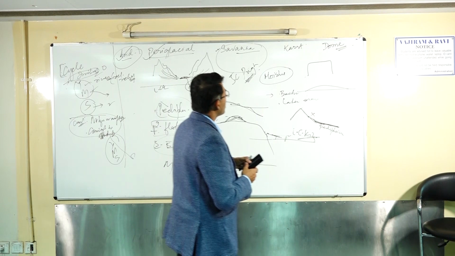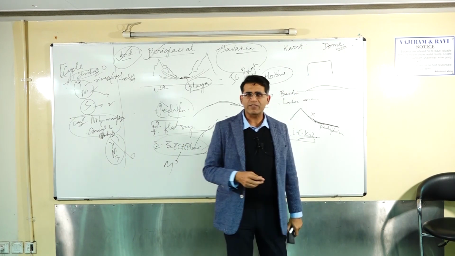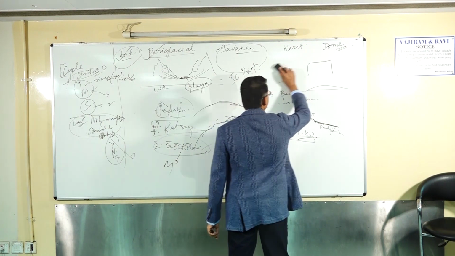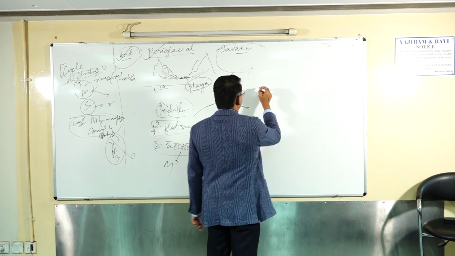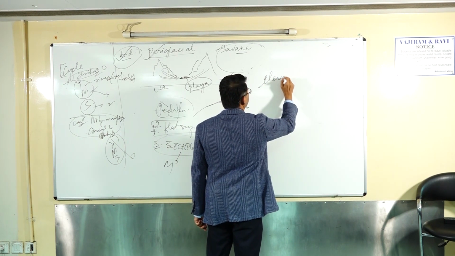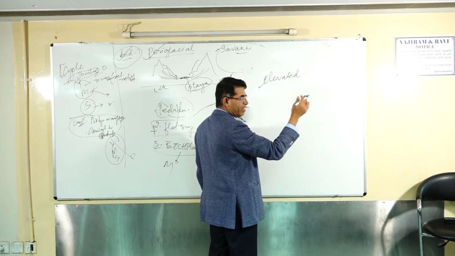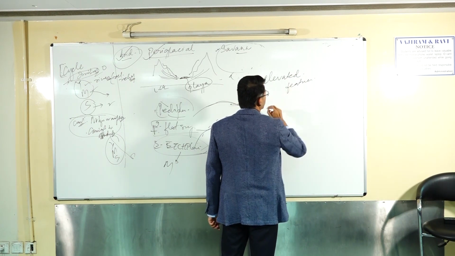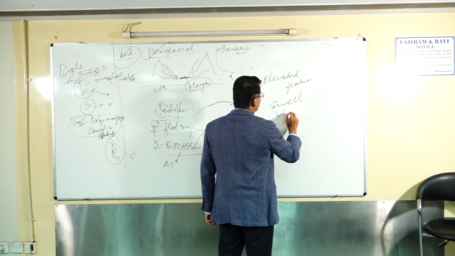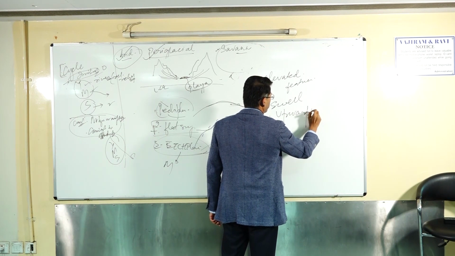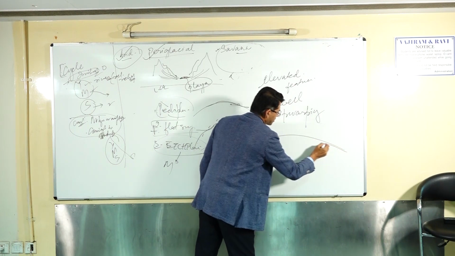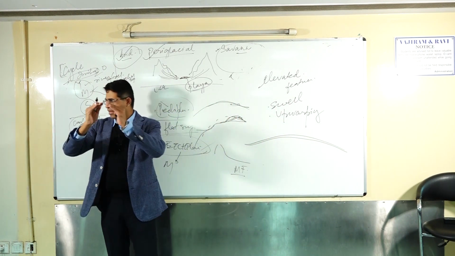Did you understand how in domal erosion we have cuestas and sills and dikes? In case you missed that part, what's a dome structure? It's essentially a kind of elevated feature. It's like a swell. It's upwarping. Okay, so the land has swelled like this, swelling.